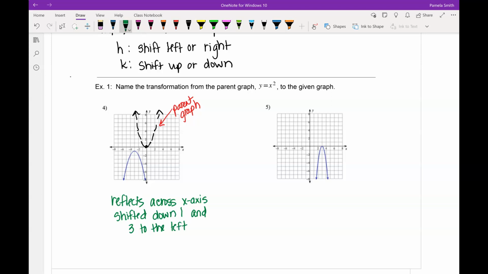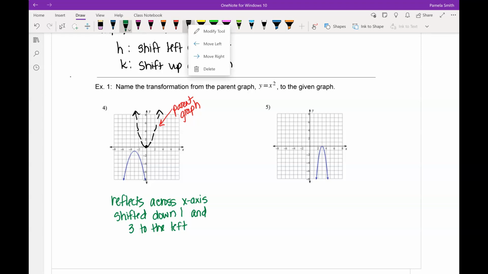And the order that you list those doesn't matter. If you had shifted 3 to the left, down 1, and then reflected across the x-axis, it doesn't matter which order you put them in as long as you get all of the transformations. So again, you don't have to draw in the parent graph, but if it helps you as you're doing these problems, you're more than welcome to sketch it in.